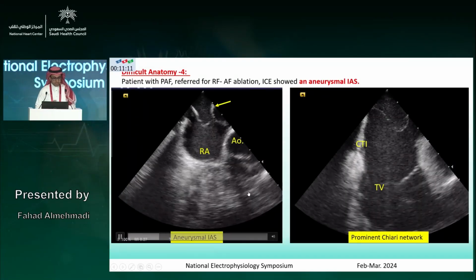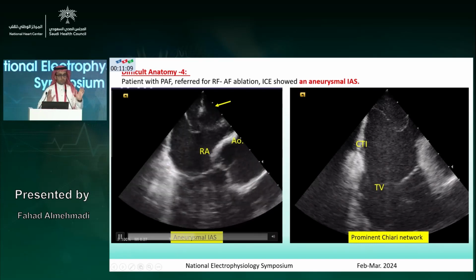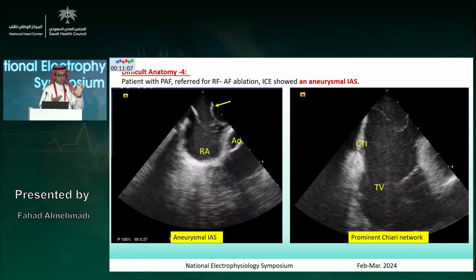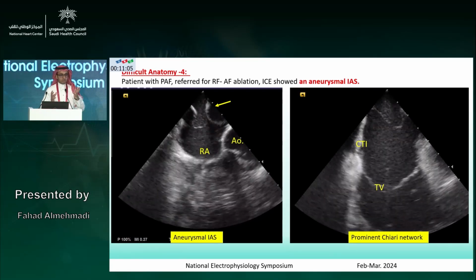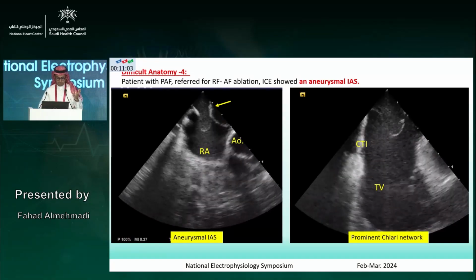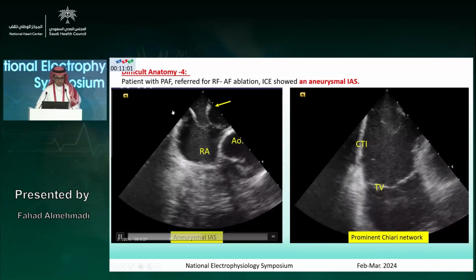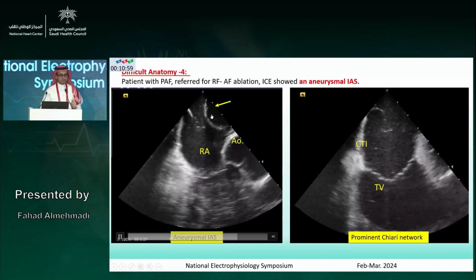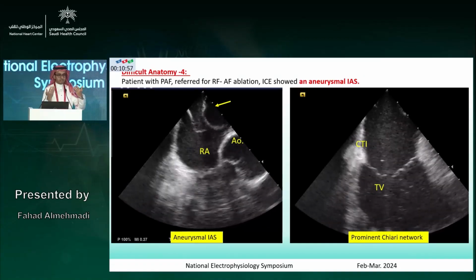And this is another case. This is the home view. In the home view, we are more anterior. We should not see the septum. But you can see here that this patient has an aneurysmal septum, to the point that it is bulging inside the right atrium.